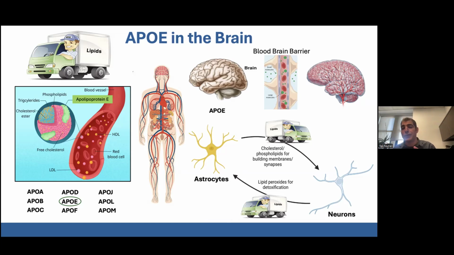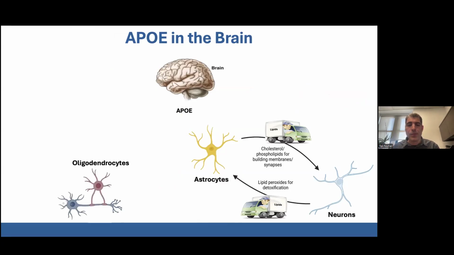ApoE taking lipids away from the brain is also very important. Especially during injury and stress, lipids can get peroxidated, with oxidative stress ramifications, and they need to be cleared out. That is done by ApoE as well.